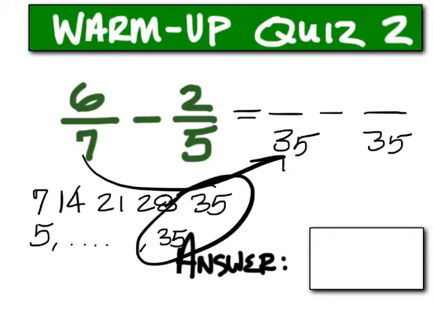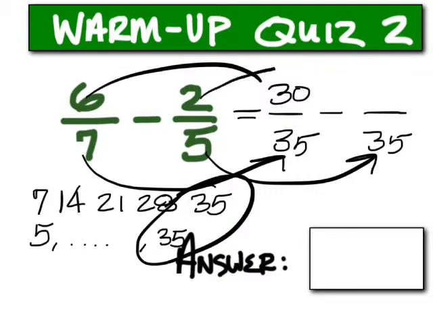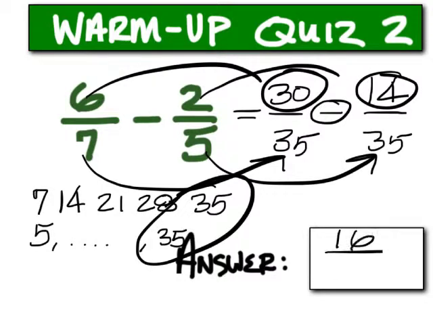Multiply 7 by 5 to get 35. So 6 times 5 is 30. 5 times 7 is 35, so 2 times 7 is 14. Subtract 30 minus 14 to get 16 over 35.